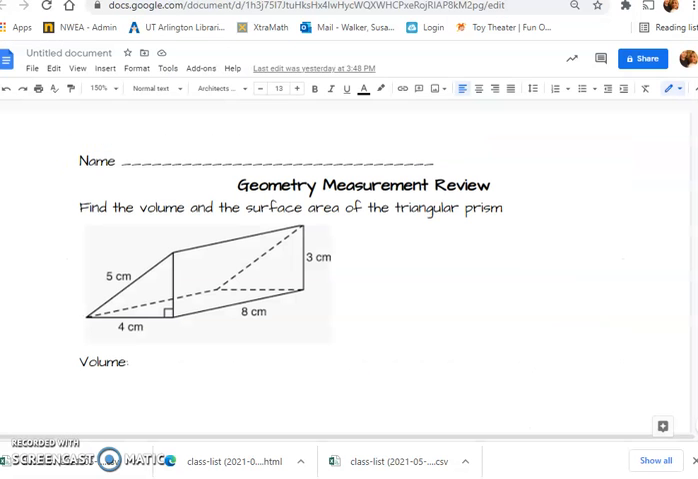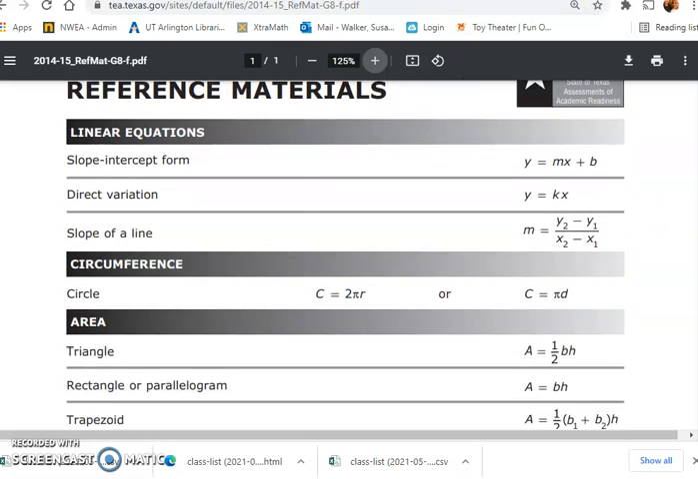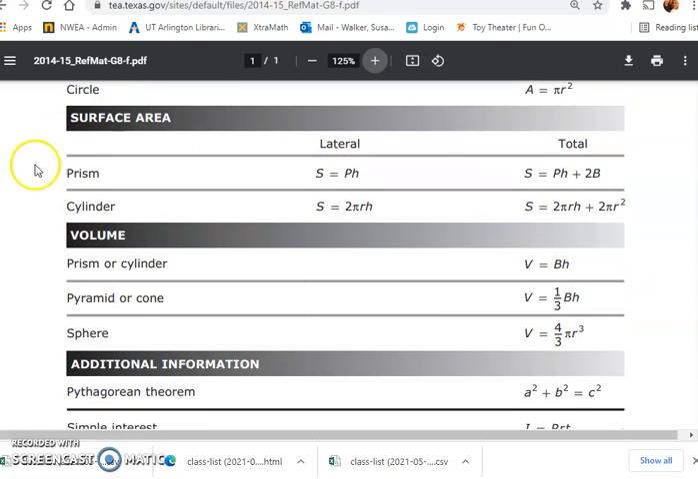Hey guys, we are going to be working on this paper. Now today we're going to switch things up and we are going to use the 8th grade reference chart. Okay, so to start this, the main difference here is their surface area.